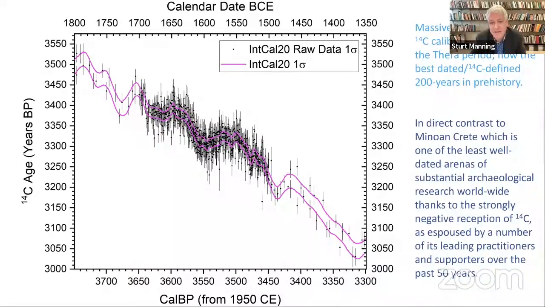And that reflects the fact that there's been a negative approach to radiocarbon for the last 50 years in a lot of Aegean prehistory. So there's a lot of ground to be made up, in a sense, to compete with the advanced work being done in Northern and Western Europe, North America, Asia Pacific, etc.